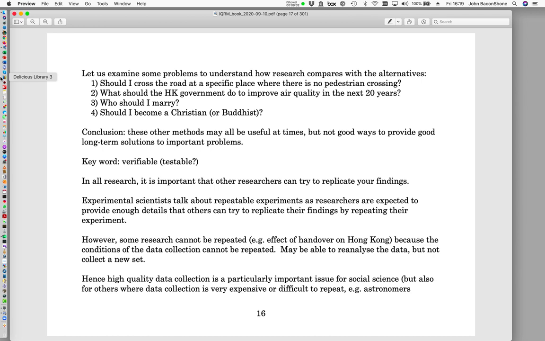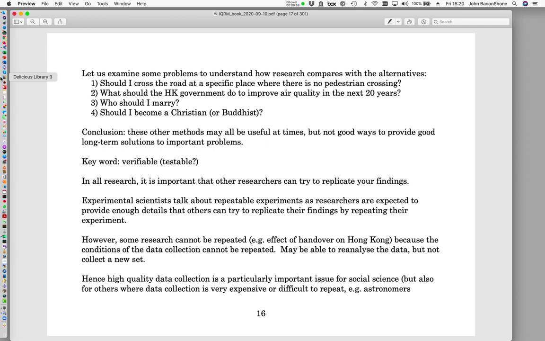Okay. Let's think about the second problem. What should the Hong Kong government do to improve air quality in the next 20 years? Now, if I asked you the question about whether we should use research here, most people would say the answer is yes. But it's not immediately obvious why the answer is yes, perhaps. So let's think about why the answer might be yes. So first of all, is this an important problem?